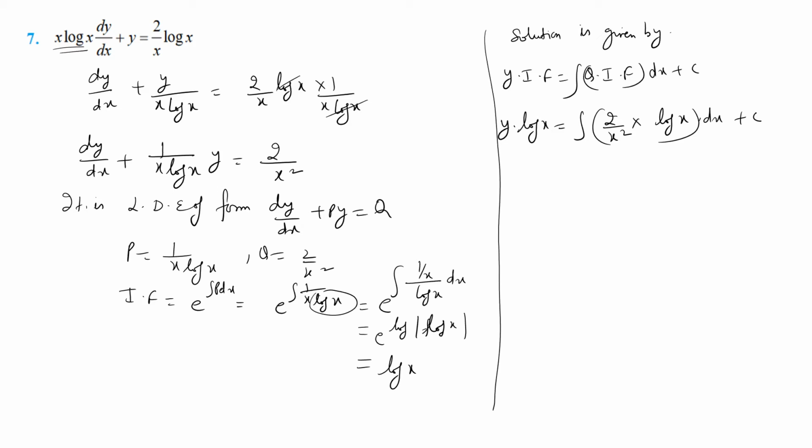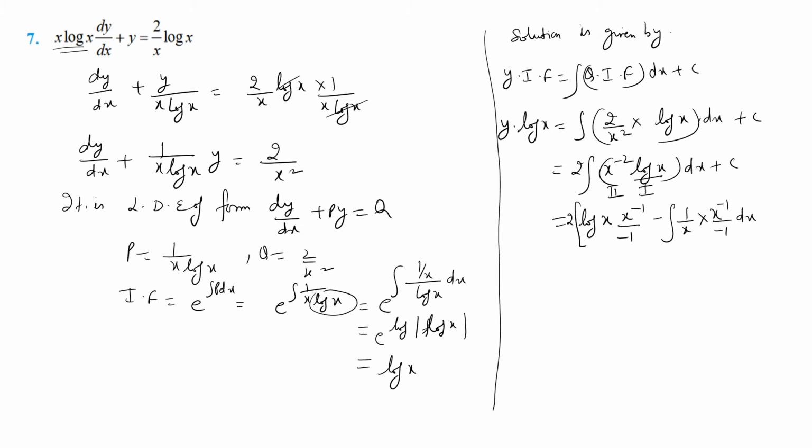Okay, now let us see how to integrate it. If you take 2 outside, you know that again the product function is there, so we can use integration by parts. In integration by parts, the first function is log x. Integral of the second, x raised to power minus 2, will be x raised to power minus 1 upon minus 1, minus integral of the differential of first, which is 1 upon x, into integral of second like this, plus c.